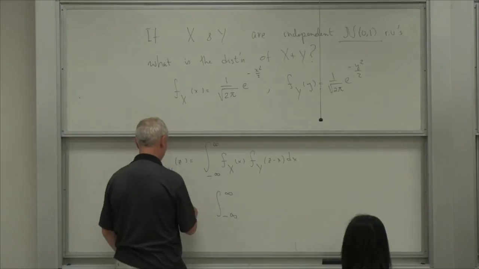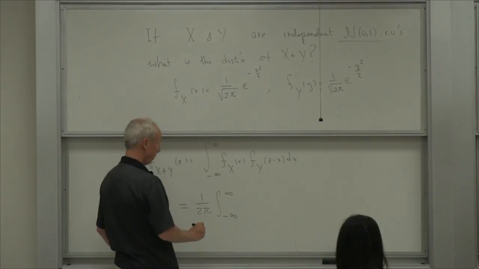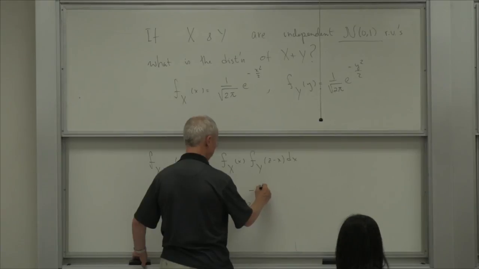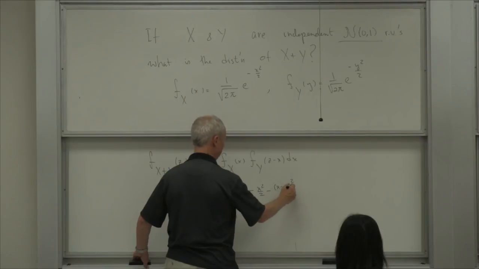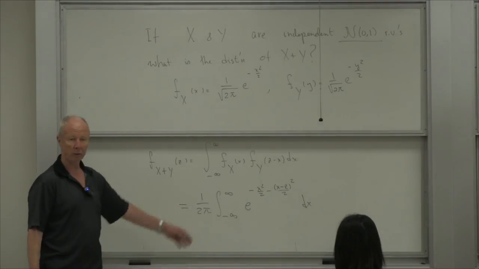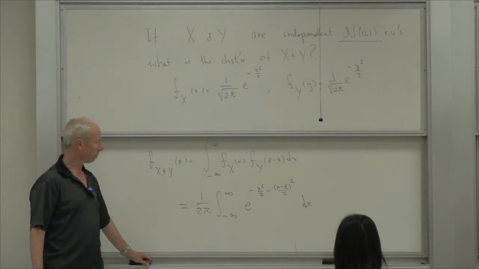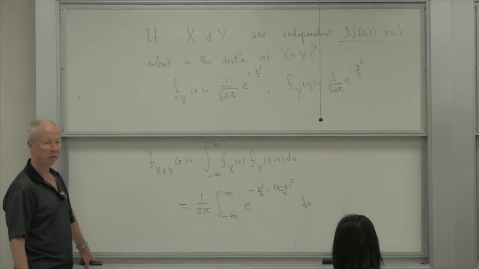We get 1 over root 2 pi times 1 over root 2 pi. So outside, I'll put 1 over 2 pi. Both terms have an e, so when I multiply the two exponentials together, I can just use one exponential and add in the exponent. So there it is. But it probably can be simplified, so let's try to simplify it.